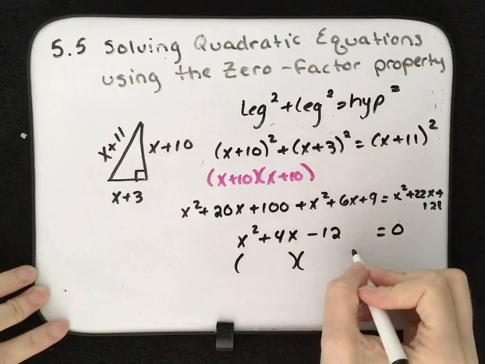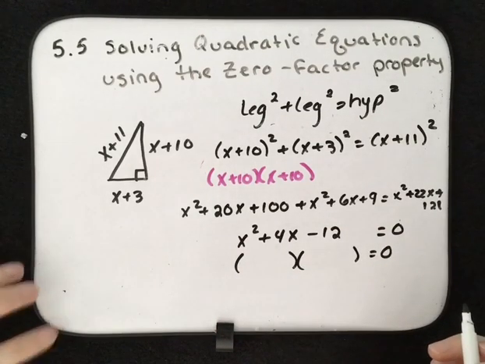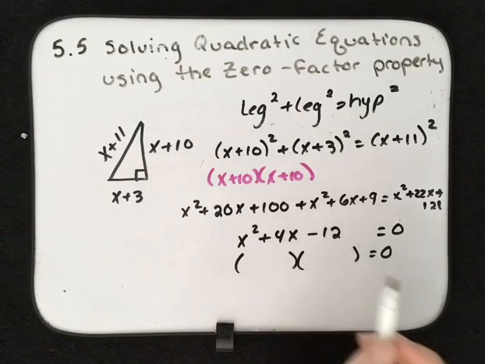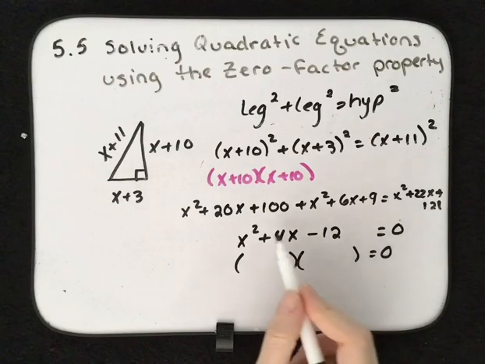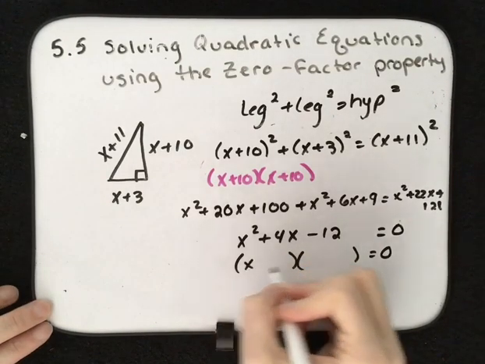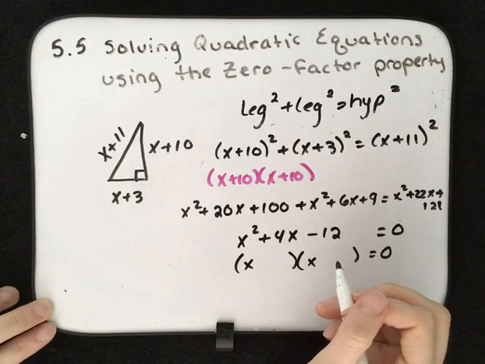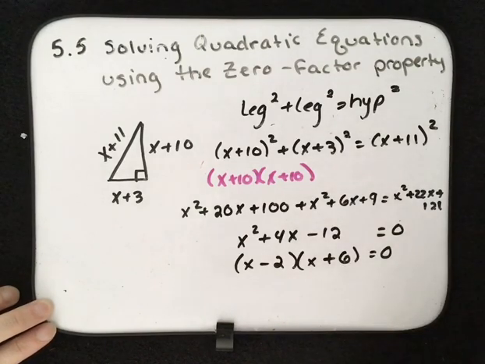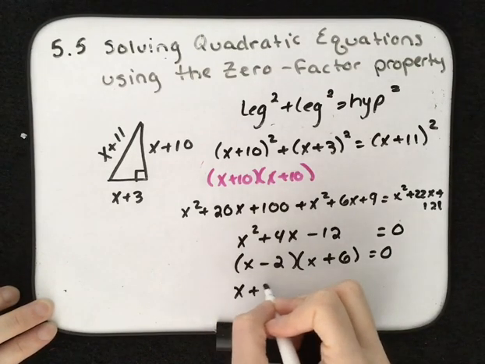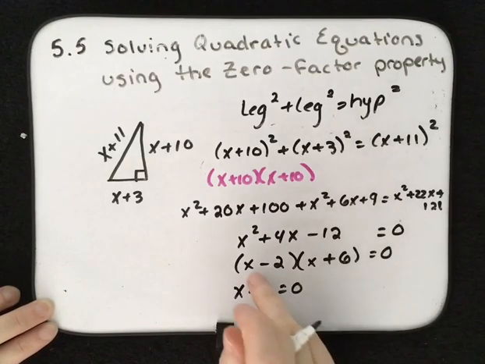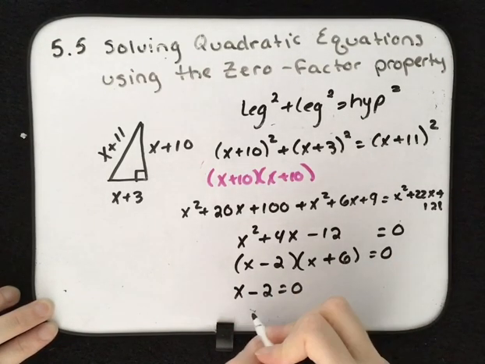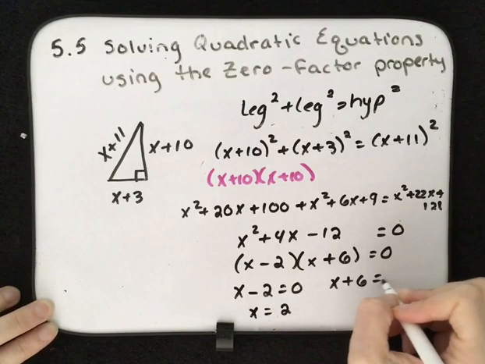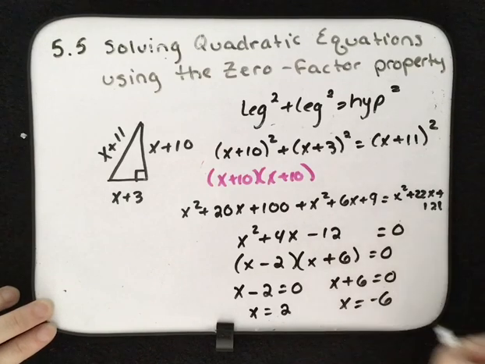Now we need to factor, so we have our factors to set equal to 0. I need two numbers that multiply to negative 12 and add to positive 4, since a positive times a negative is a negative. We know we have x here and x here. Let's use negative 2 and positive 6. Then we have x minus 2 equals 0, so x equals 2. We have x plus 6 equals 0, so we subtract and get x equals negative 6.